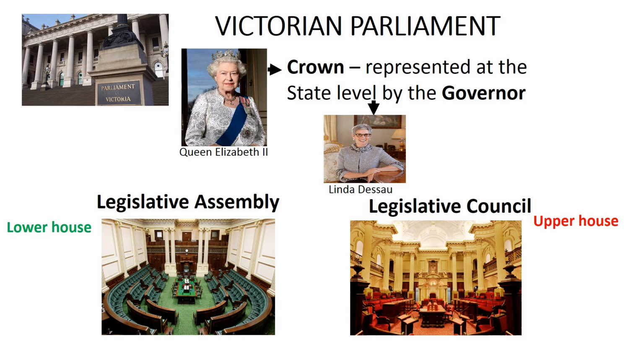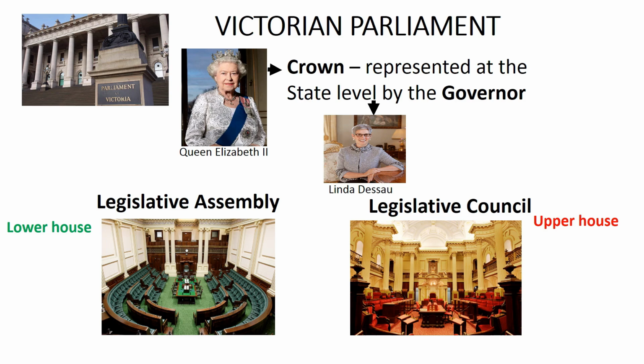As with the Commonwealth Parliament, the fact that the Legislative Assembly is the lower house and the Legislative Council is the upper house doesn't mean that the Legislative Council in any way controls the Legislative Assembly or that the Legislative Assembly is any less powerful or less important than the Legislative Council. On the contrary, to pass a law, both the Legislative Assembly and the Legislative Council have to vote in favour of that law. And so that demonstrates that these two houses of the Victorian Parliament are at least equally powerful.